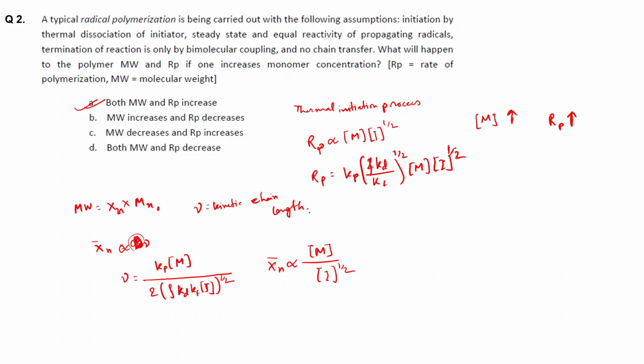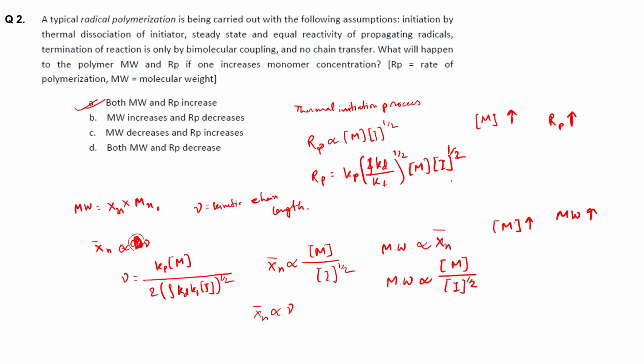What I was trying to tell you is that the degree of polymerization is proportional to M by I to the power half. Here, M is the concentration of monomer and I is the concentration of initiator. Why? Because Xn is proportional to nu, and nu is proportional to this. So Xn is also proportional to this, and Mw is proportional to Xn. So eventually Mw is proportional to M by I half, and if M increases, then Mw also increases.